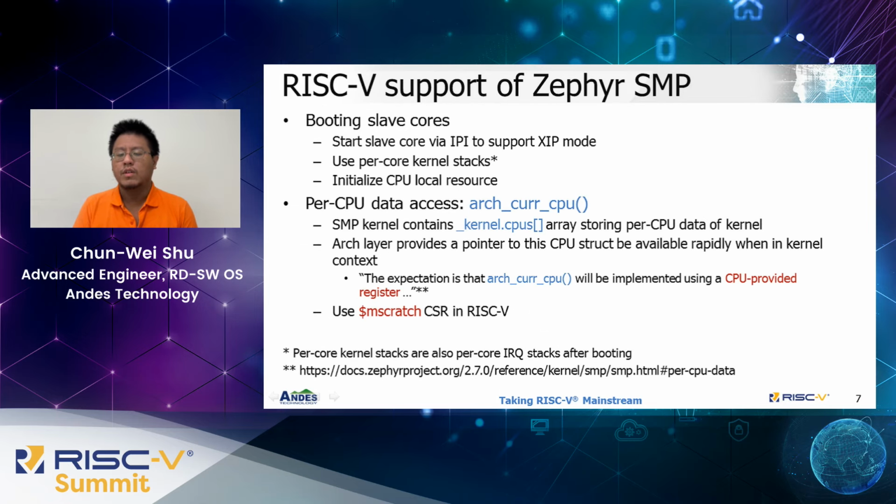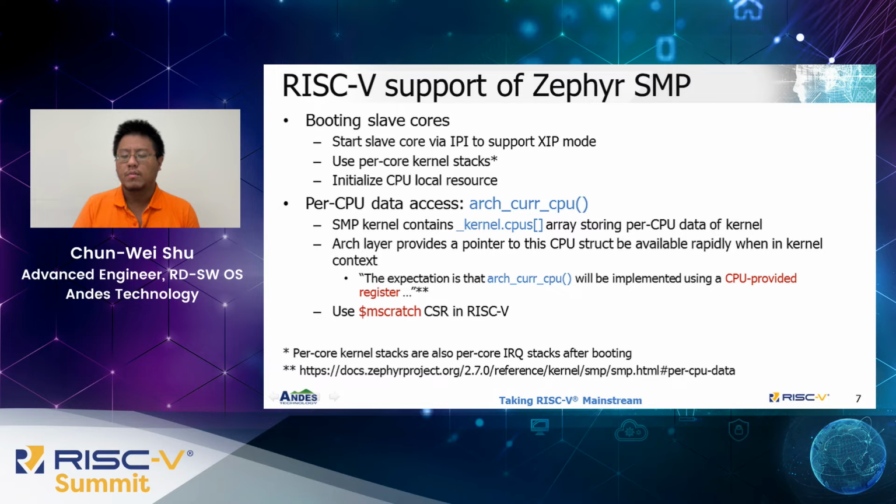First, it should boot the slave cores in SMP. We will start the slave cores by IPI because the global flag can be used in the XIP mode. Also, each slave core should use a per-core stack and should initialize CPU-local resources.